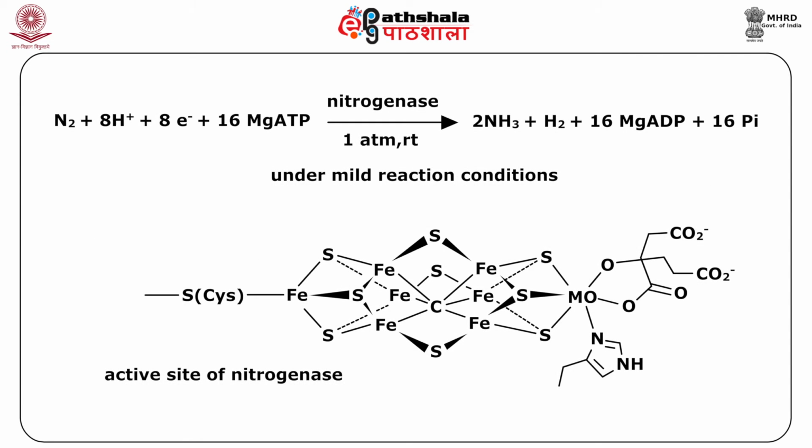Here we can also see the dinitrogen fixation reaction by dinitrogenase, which involves the dinitrogen molecule, 8 H plus ions, and 8 electrons in the presence of magnesium ATP at 1 atm pressure and room temperature. The products of this reaction are 2 ammonia molecules and 1 hydrogen molecule, and we get back 16 magnesium ADP complexes plus 16 phosphate units.